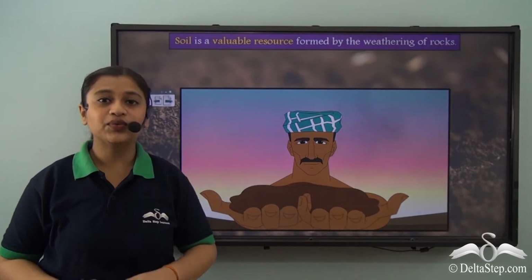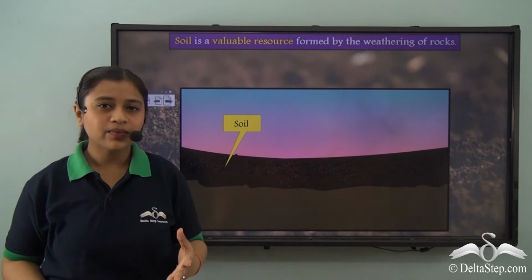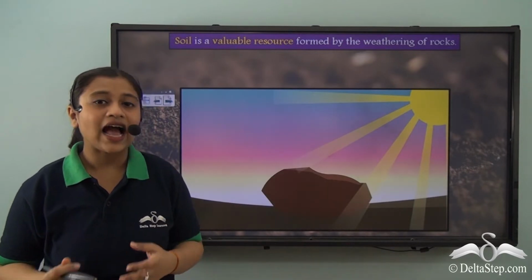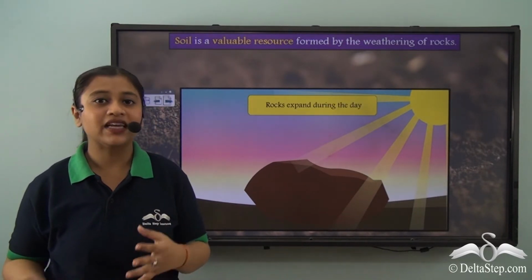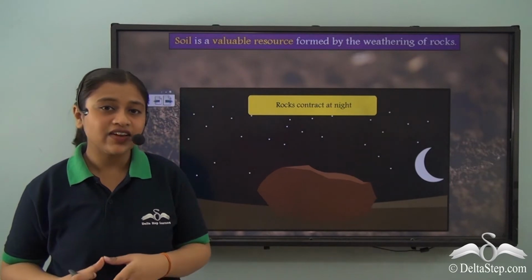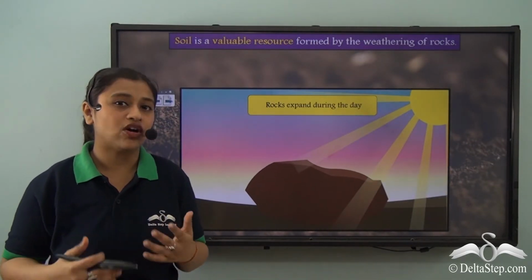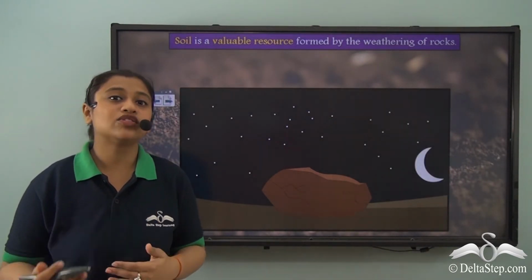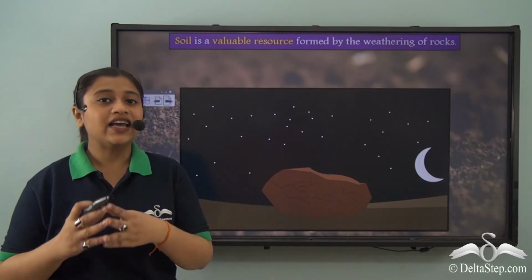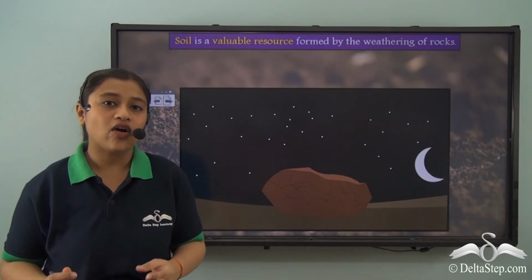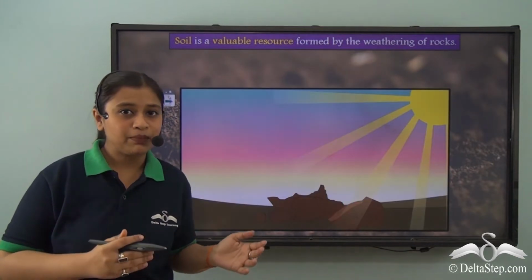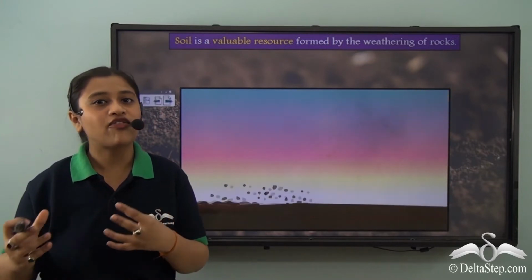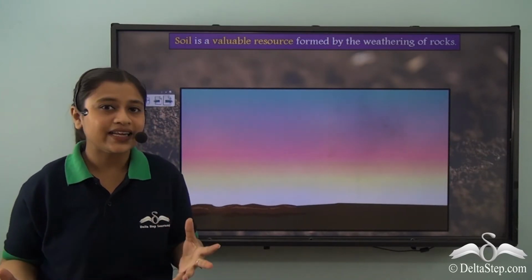In the last video, we learnt what weathering is, and how different agents act on rocks and cause different types of weathering, namely mechanical or physical weathering, chemical weathering and biological weathering. After weathering takes place, it goes on to the process of erosion. Erosion is the carrying away of the weathered rocks from one place to another. And this eventually leads to soil formation. So how does that take place?